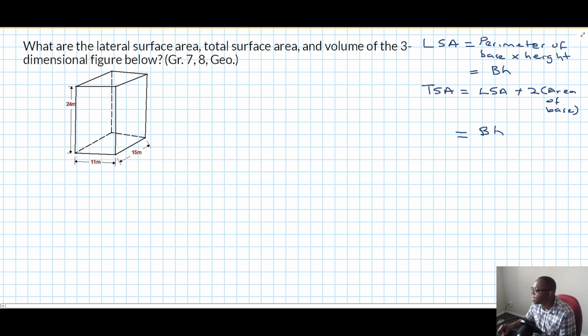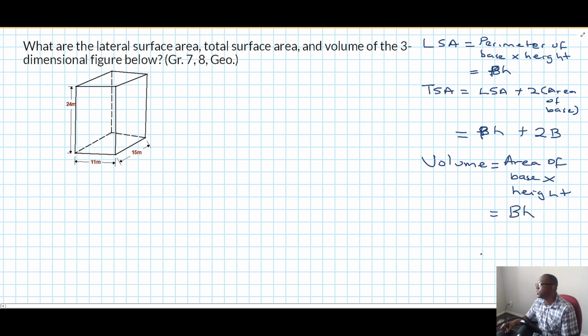BH, actually some write it as PH, some write it as BH. So PH plus 2B. Okay, so PH plus 2B, and then your volume is actually going to be area of base multiplied by height. So this is going to be BH, where B is the area of the base.